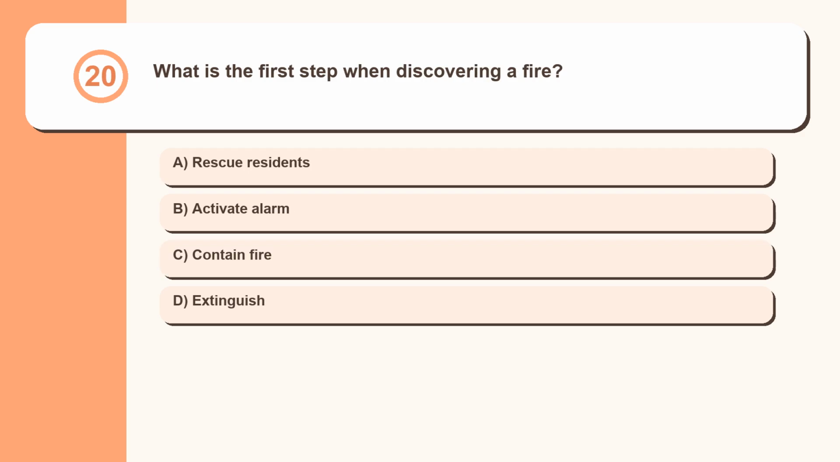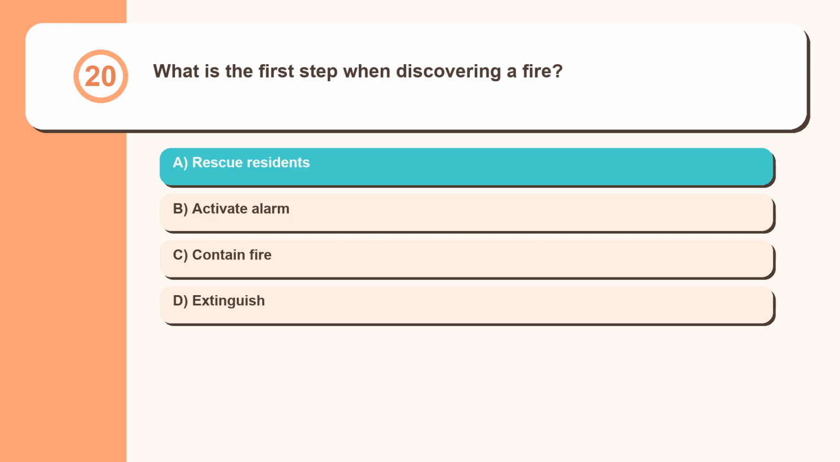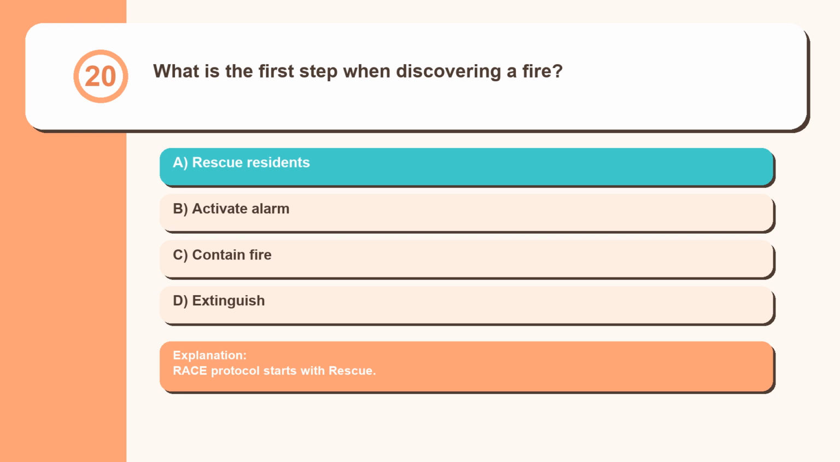Question 20. What is the first step when discovering a fire? Rescue residents. Activate alarm. Contain fire. Extinguish. The RACE protocol starts with rescue.